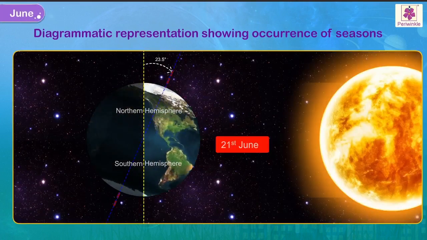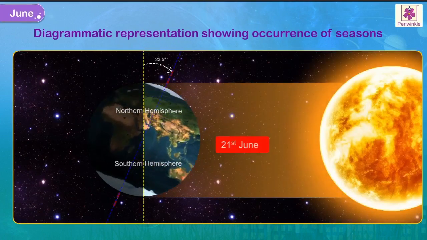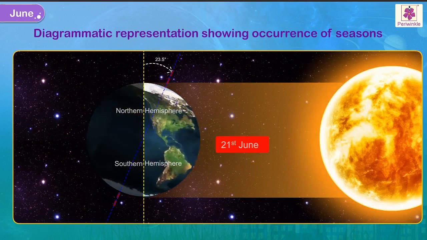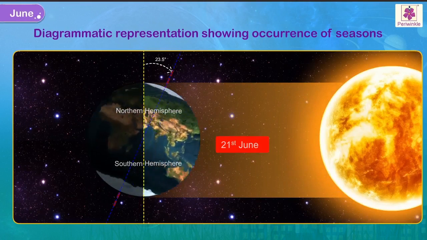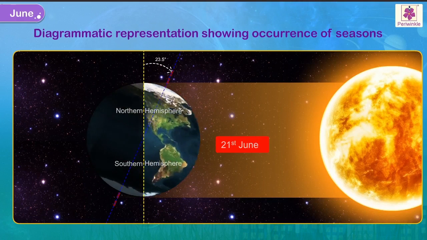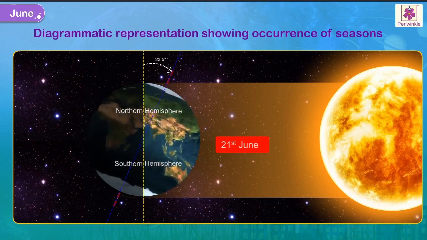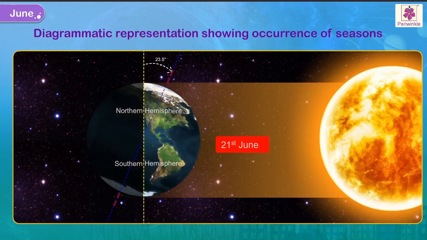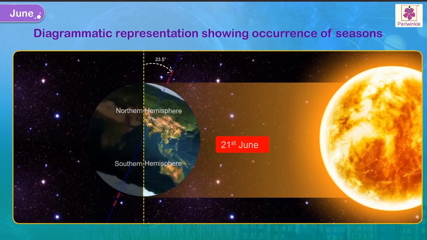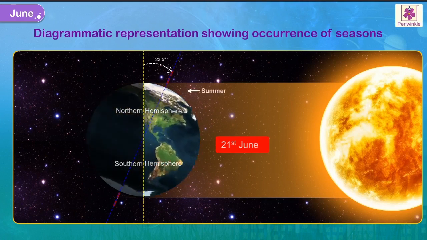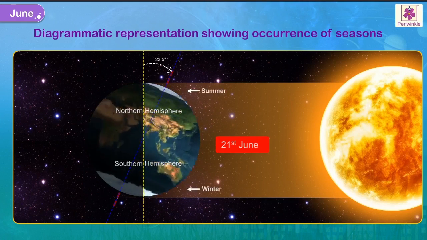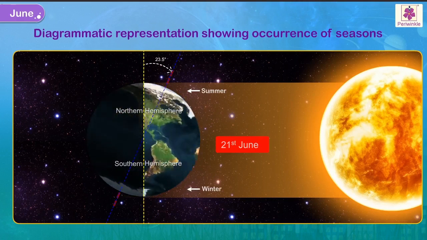June. The direct rays of the Sun fall on the northern hemisphere, whereas they are slanting and mild on the southern hemisphere. This causes summer in the northern and winter in the southern hemisphere.